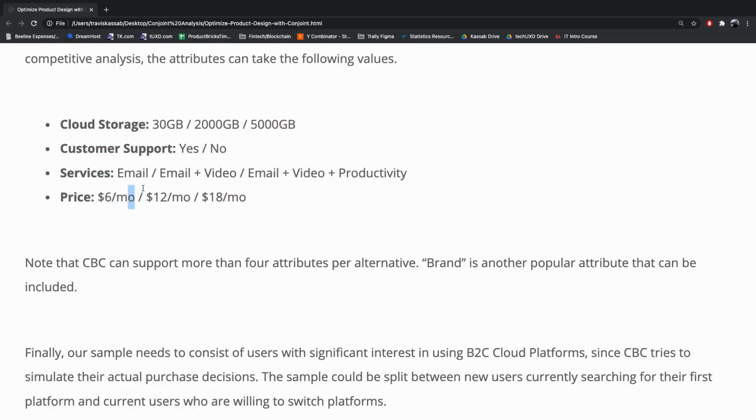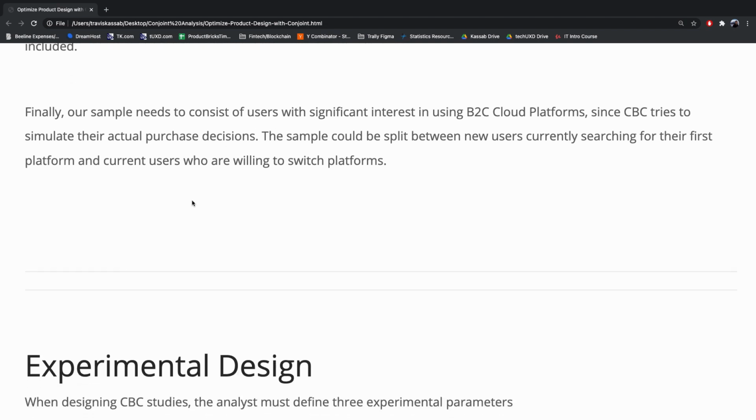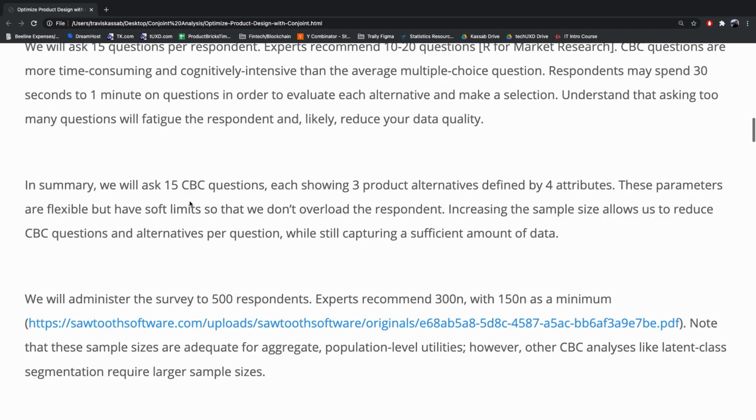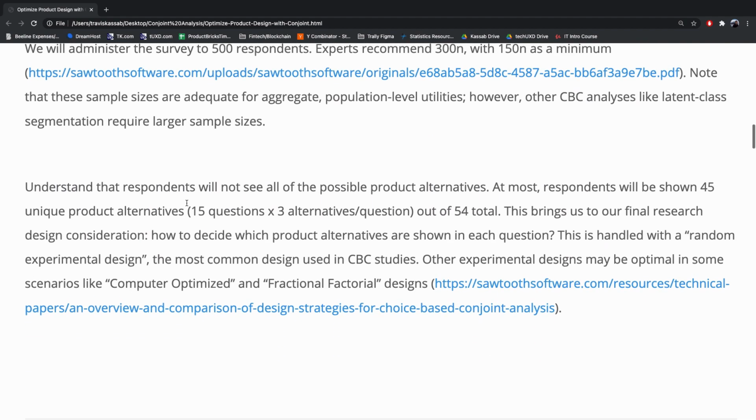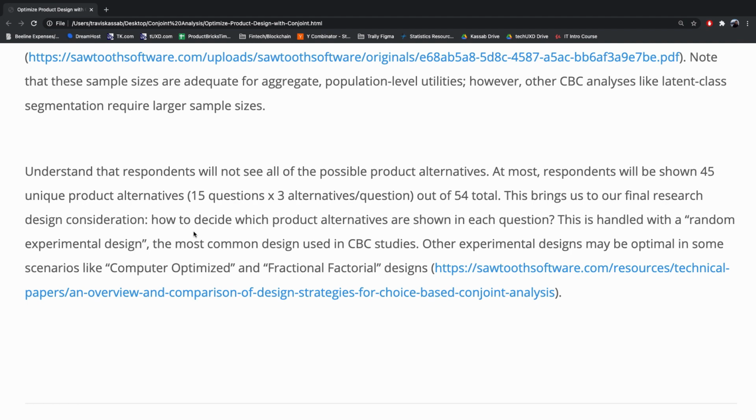Once we've defined how many attributes we're going to use and the levels within each attribute, we can then calculate how many total product profiles are in our set, right? How many total different permutations in different products can we define with these 4 attributes? And this has 3 levels times 2 levels times 3 levels times 3 levels. That equals 54 total product profiles, right, that we can define.